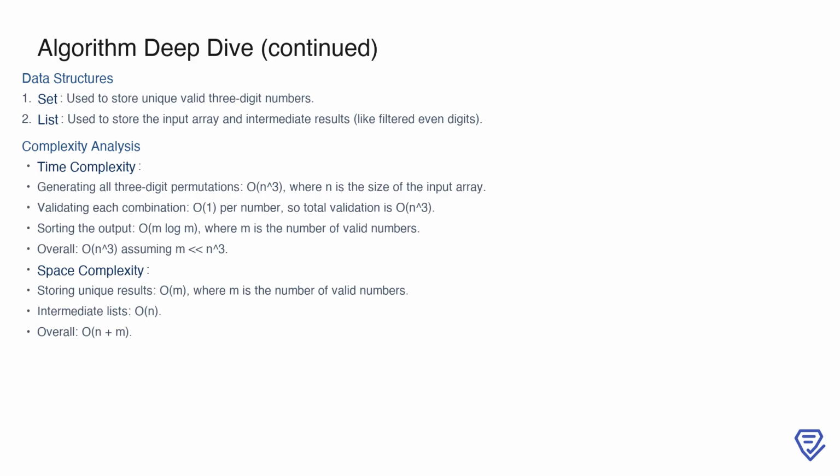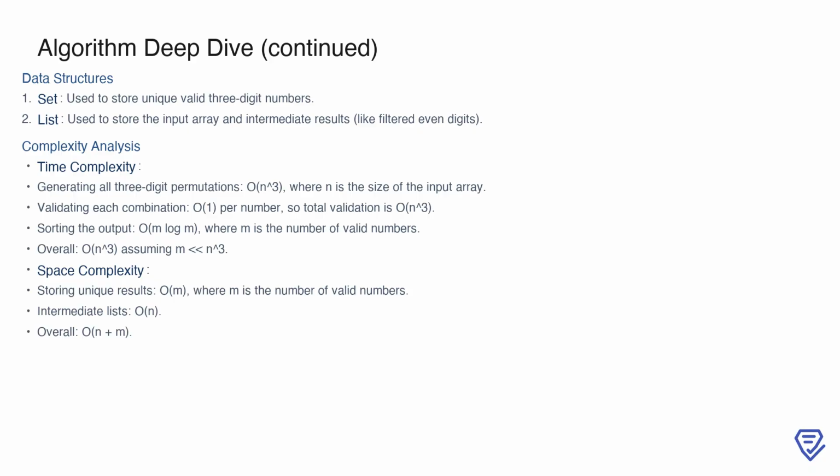To implement this algorithm, we rely on two primary data structures. First, we use a set to store unique valid 3-digit numbers. This ensures that duplicates are automatically handled, which is both efficient and elegant. Second, we use lists to store the input array and intermediate results, such as the even digits extracted in earlier steps.